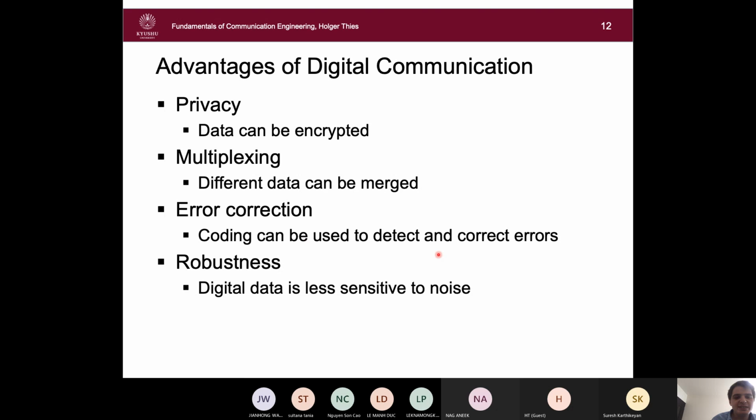So robustness means that digital data is less sensitive to noise and other disturbances. If we change digital data a little bit, if we don't change it too much, then we can always recover the original digital data, which is not true for analog data. And one more example is that digital data can easily be saved, for example, on hard disks in a computer and so on.